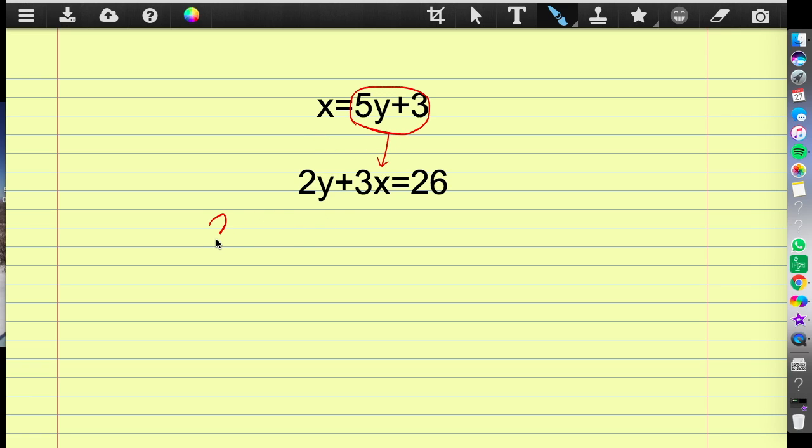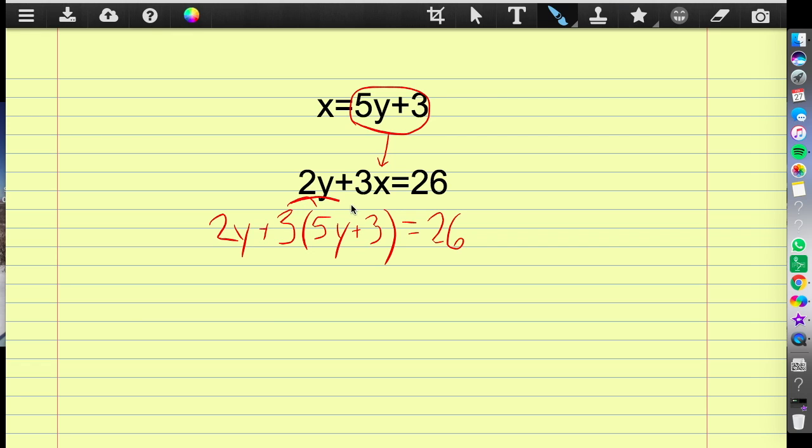So again, we're going to rewrite it. We're going to start off the same, so 2y plus 3, but now instead of writing times x, I'm going to write times the entire quantity of 5y plus 3. And I'm going to use the parentheses to make sure that that entire thing is going to be multiplied by 3. It's still going to be equal to 26 because that hasn't changed at all. At this point now, we have only one variable, so we can start to solve.